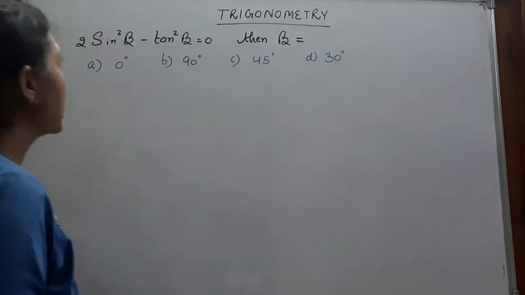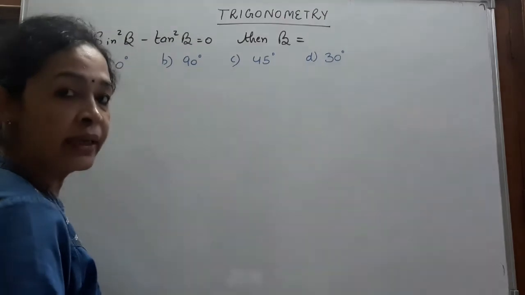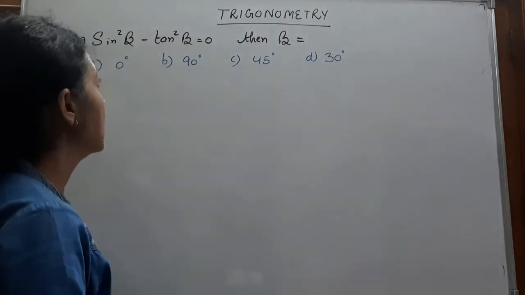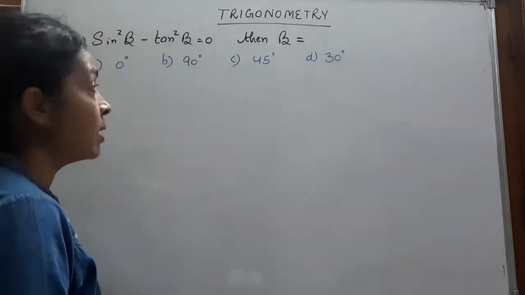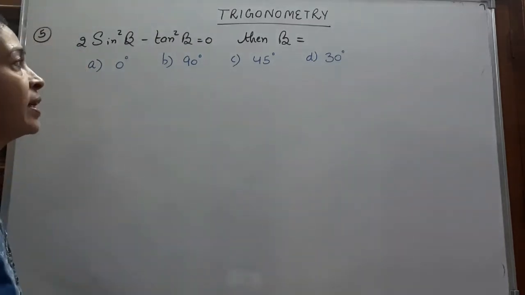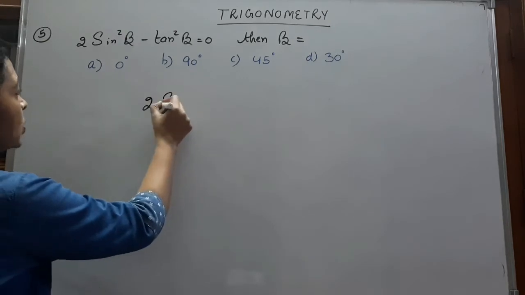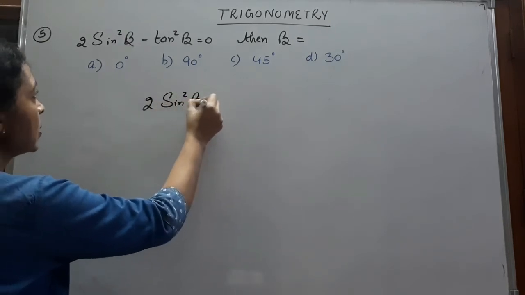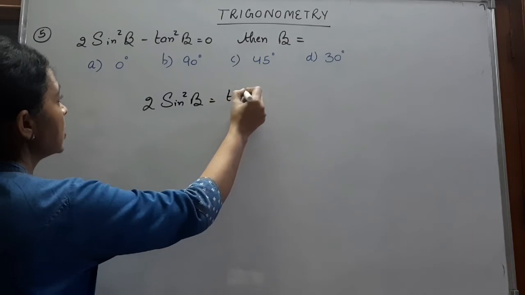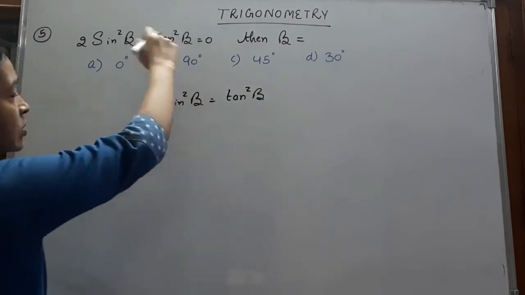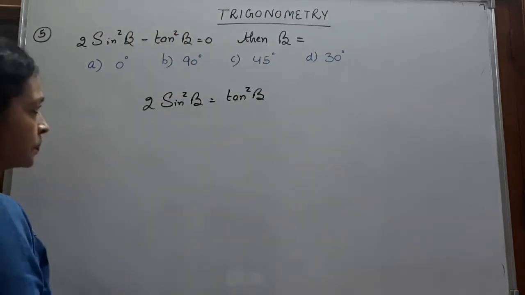2 times sin square beta minus tan square beta equals 0. This is given. Then what is beta? 0 degree, 90 degree, 45 degree or 30 degree. Now what is given? 2 times sin square beta equals tan square beta. We have taken this tan square beta on the right hand side.